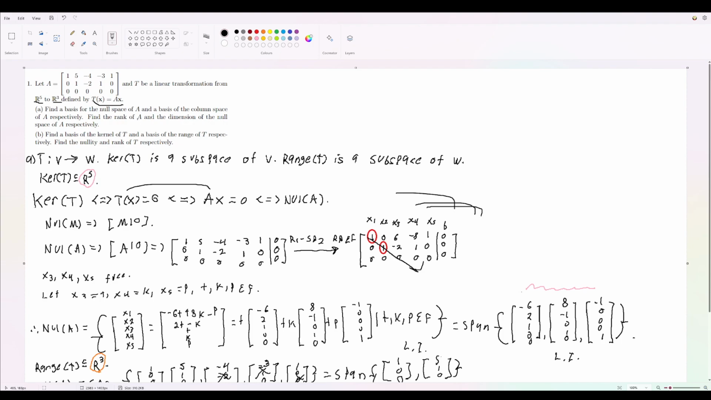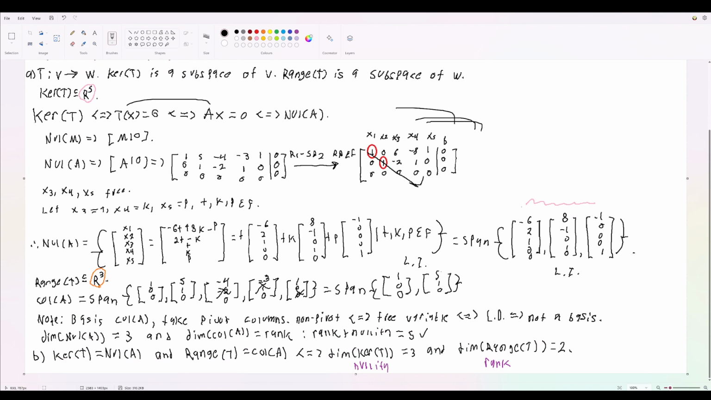And what's the next thing it's asking? Find the rank of A and the dimension of the null space of A. Right, so note the basis, the column space of A, take pivot columns. I noted that down here, okay. Non-pivot implies free variables, implies linearly dependent, implies not a basis. Yep. So the dimension of our null space is equal to 3, and the dimension of the column space of A is equal to the rank, which in this case is just going to be 2 vectors, so it's just going to be 2. We can note that the rank plus nullity is equal to 5, which is equal to the number of columns, so that works out.